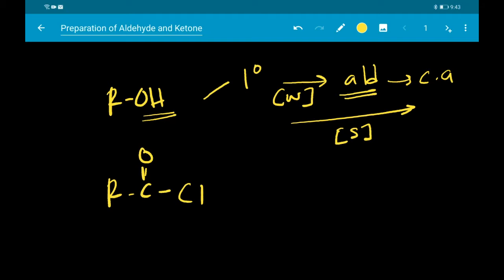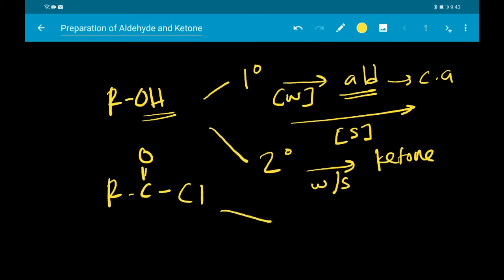This is for primary alcohol, and ketone can be prepared from the oxidation of secondary alcohol. Secondary alcohol is oxidized into ketone. It doesn't matter if we use a weak or strong oxidizing agent, it will stop at ketone without conversion into carboxylic acid. For the second method, we use acyl chloride.